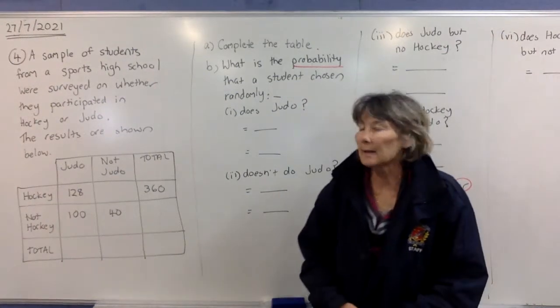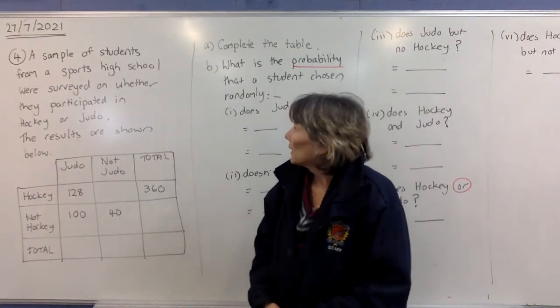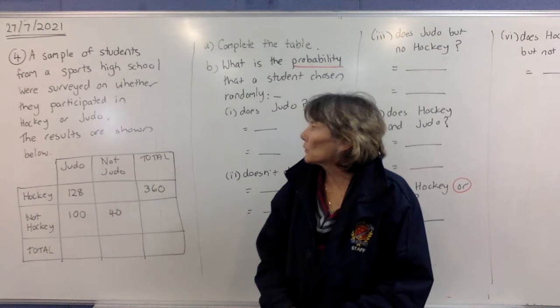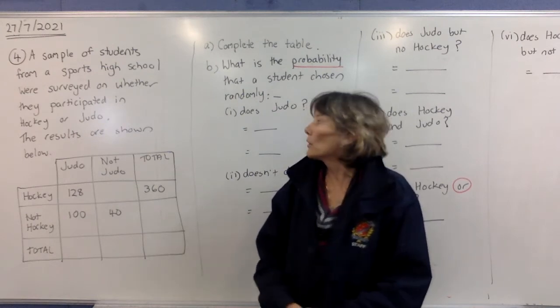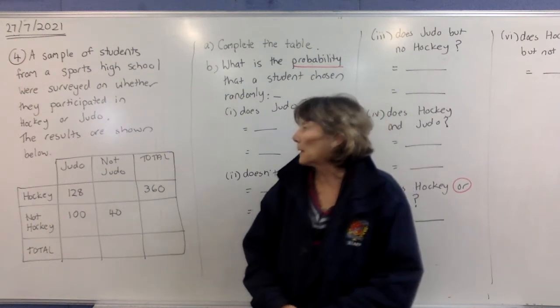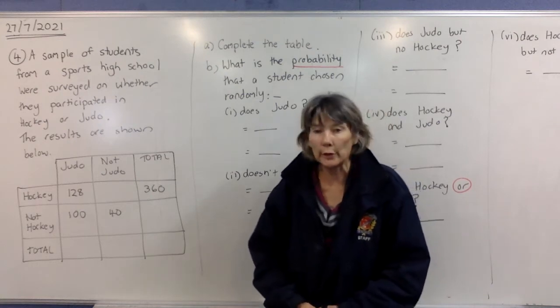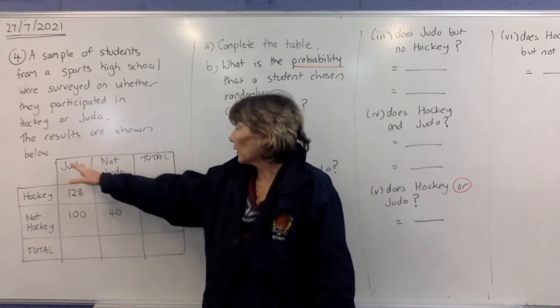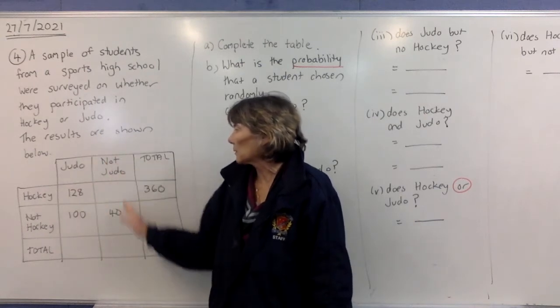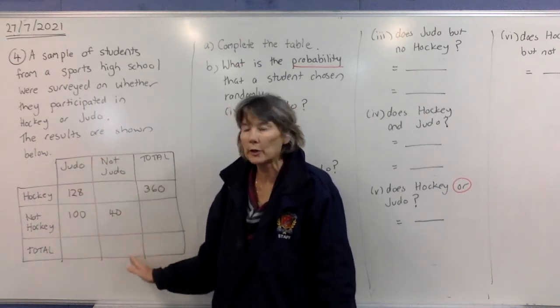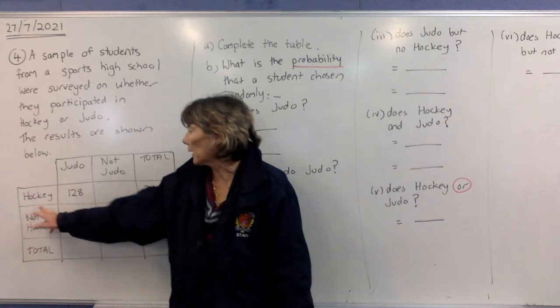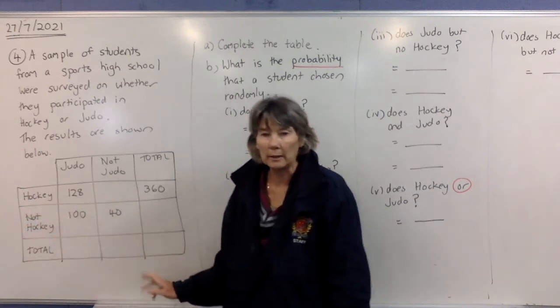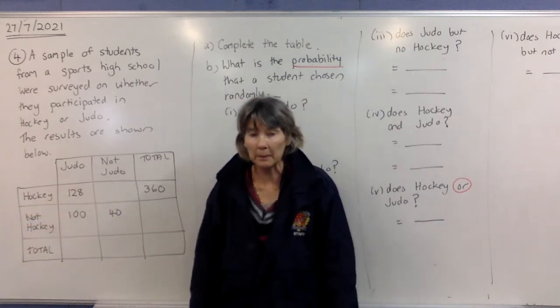We're going to do one last example on this work. It says a sample of students from a sports high school were surveyed on whether they participated in hockey or judo. And here are the results in a two-way table. Up the top here in these columns, we have judo and not judo. And in the rows over here, we have hockey and not hockey. Some of the table has been completed.